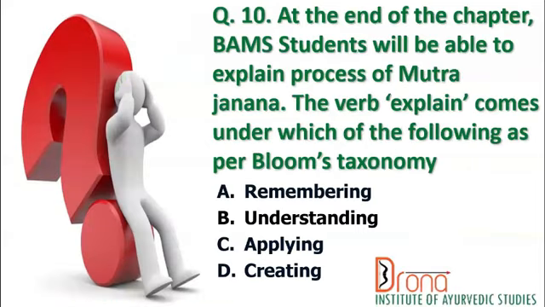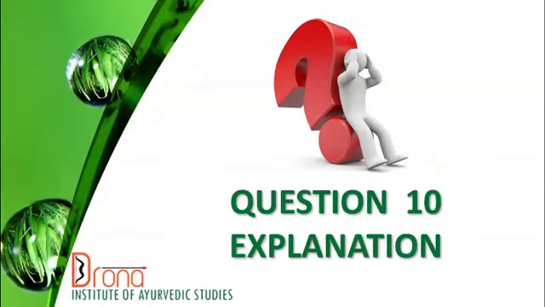Question number 10. At the end of the chapter, BMS students will be able to explain the process of Mutra Janana. The verb explain comes under which of the following as per Bloom's taxonomy? The options are A, remembering; B, understanding; C, applying; D, creating. The correct answer is B, understanding.